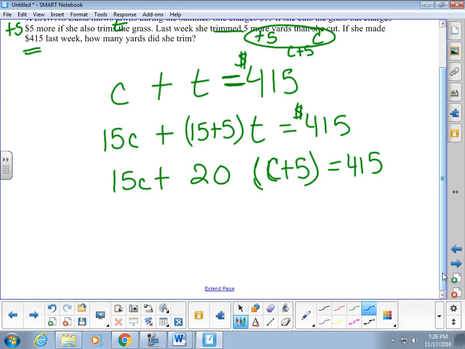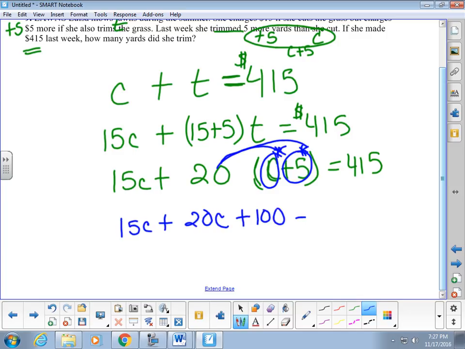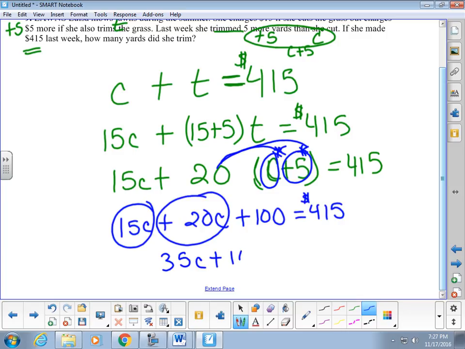So, first thing I'm going to do is distribute this in. And I have a C and I have a plus 5. So I have 15C plus 20 times C is 20C. 20 times 5, a positive 5 is 100. And this all equals $415. Now I can combine this and this. 15 plus 20 is 35C plus 100 equals $415.